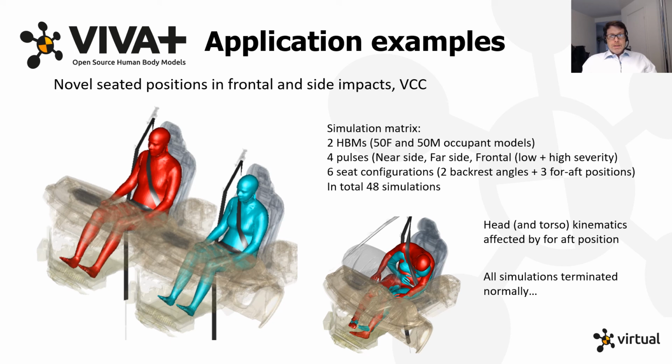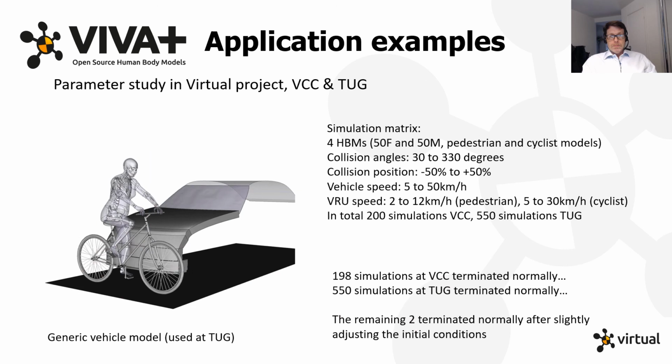The VIVA models have been used in some parameter studies during the virtual project. The first example is a parameter study on vehicle passengers subjected to 4 different impact configurations. In addition to crash configuration, the posture and seat position was also varied, resulting in a matrix with 48 simulations. From a robustness perspective, all the 48 simulations terminated normally.